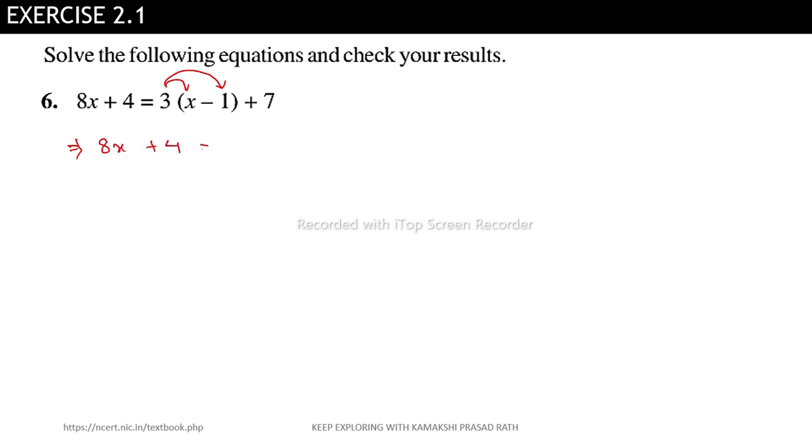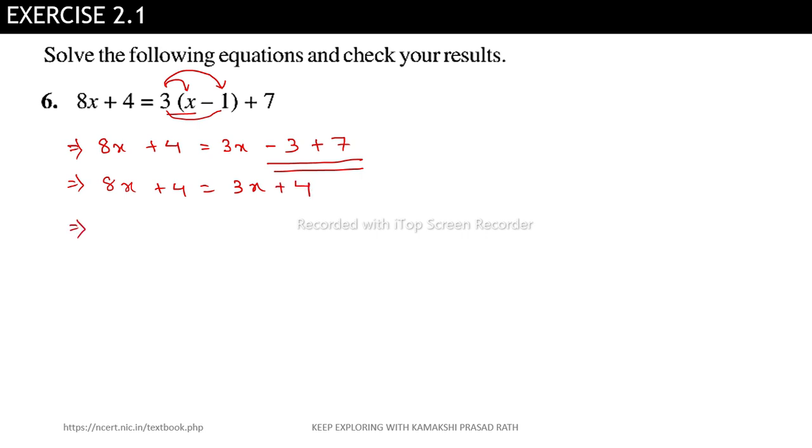Let us simplify the equation first. 3 into x minus 1 becomes 3x minus 3. So 3 into x is 3x. Again 3 into 1 becomes 3. So 3x minus 3 plus 7. Next, we have 8x plus 4 equals 3x minus 3 and 7. So minus 3 and 7, we get plus 4.